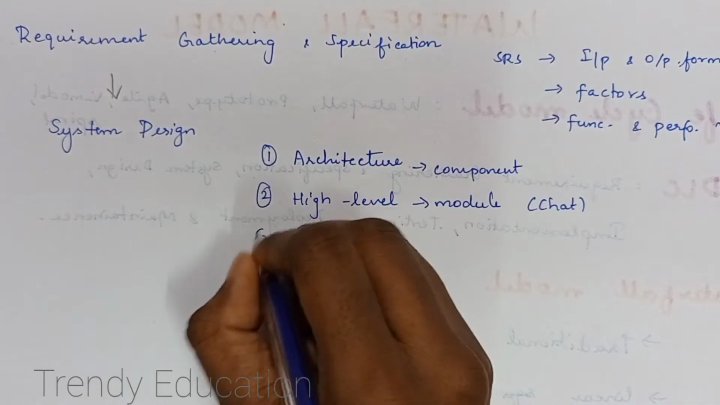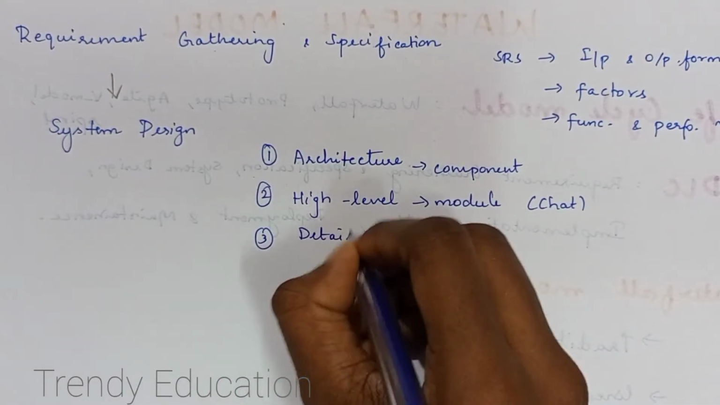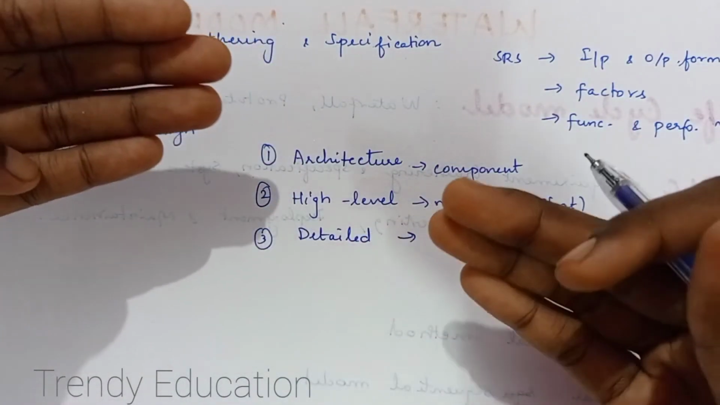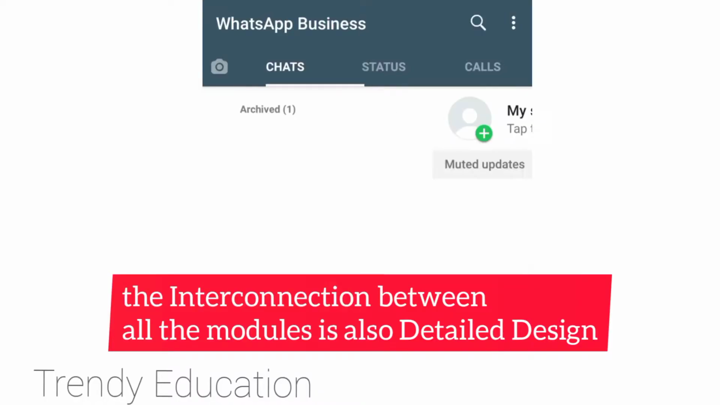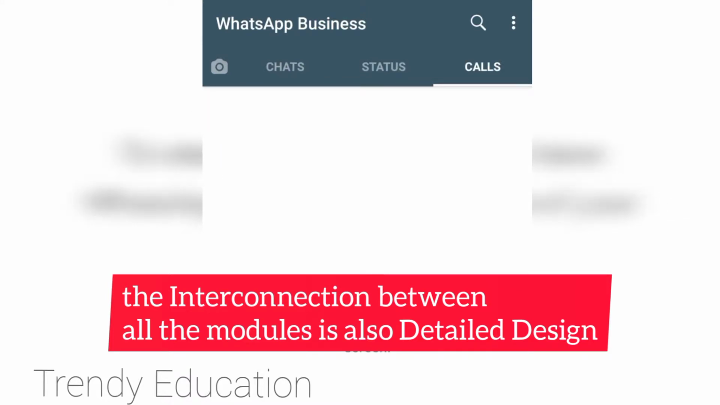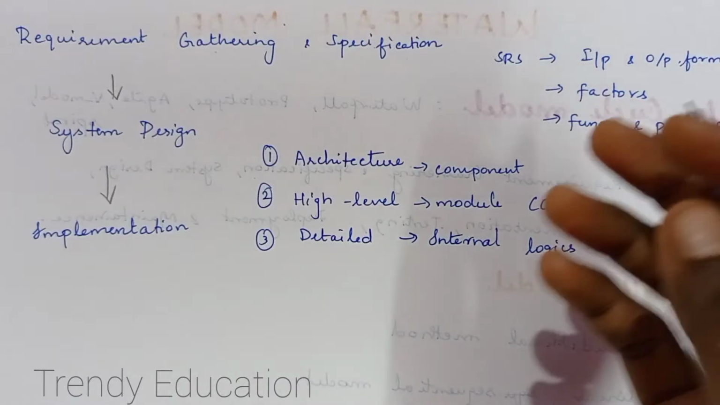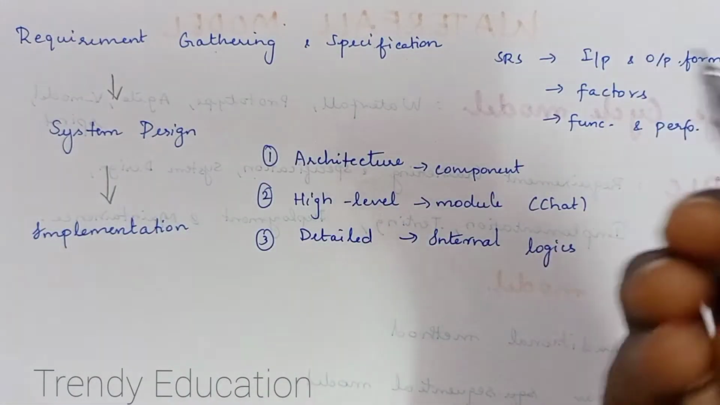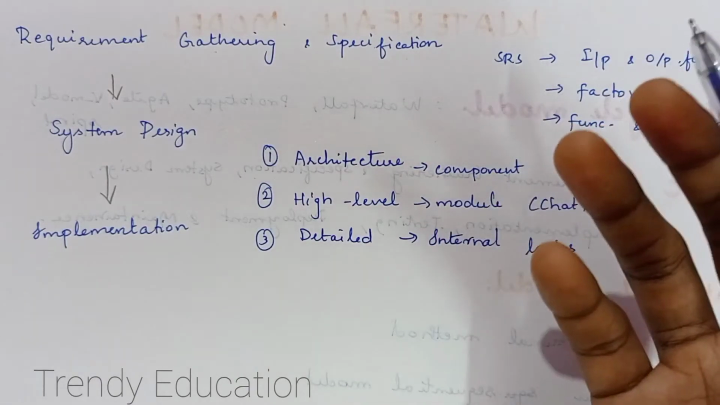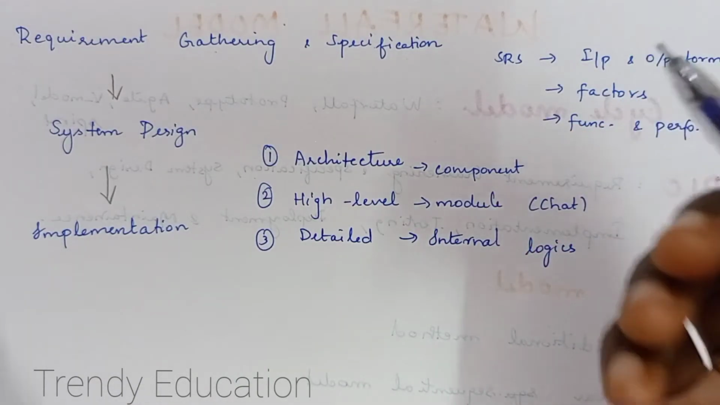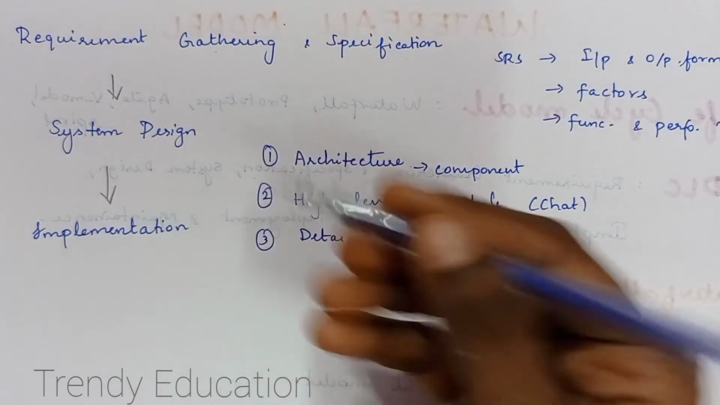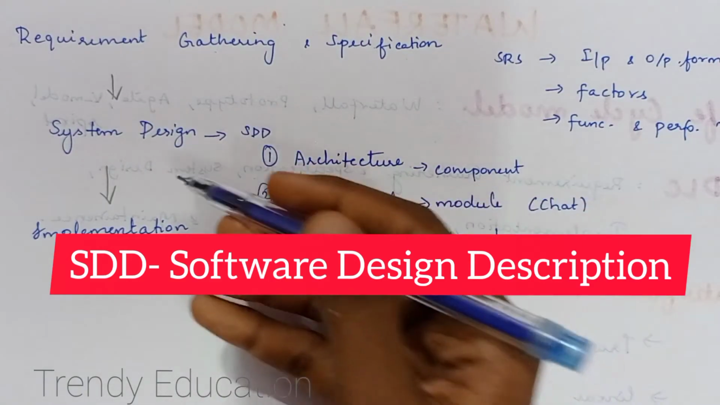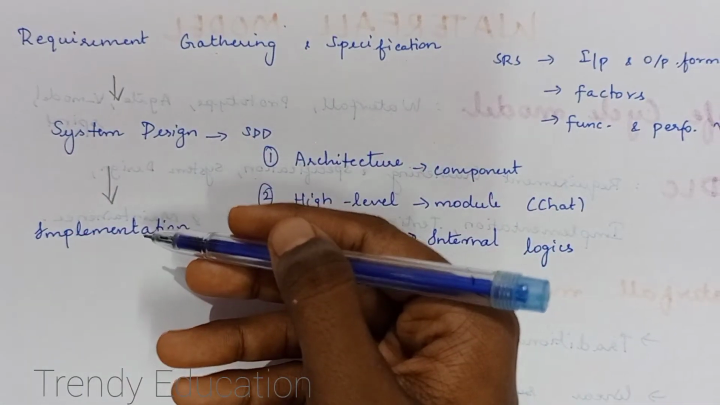And number three is the detailed design. When it comes to detailed design, it is nothing but the internal logic within the modules. What are the logics we'll have inside the modules? The main goal of the system design is to identify the components and how they connect. This is the main goal of the system design phase, and they'll create a document which is called the SDD.